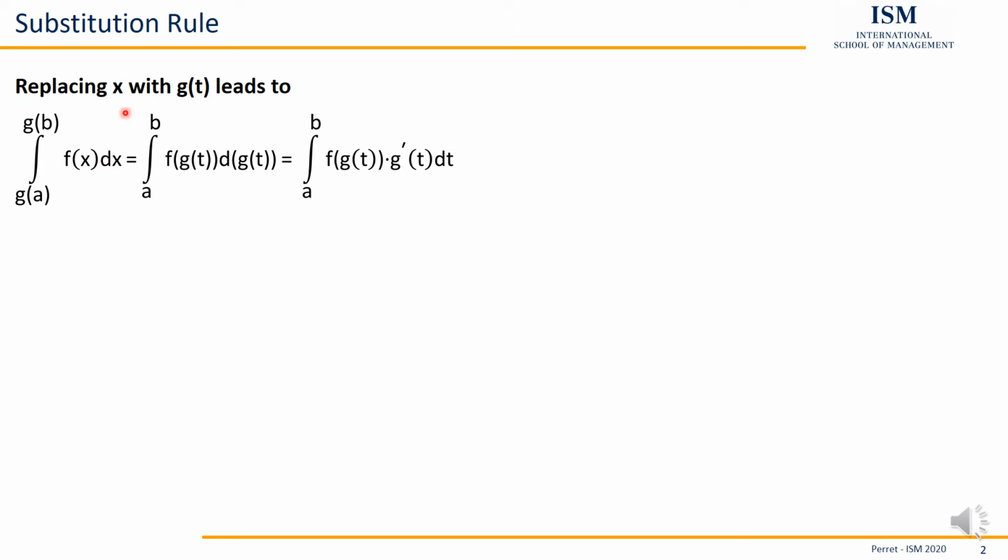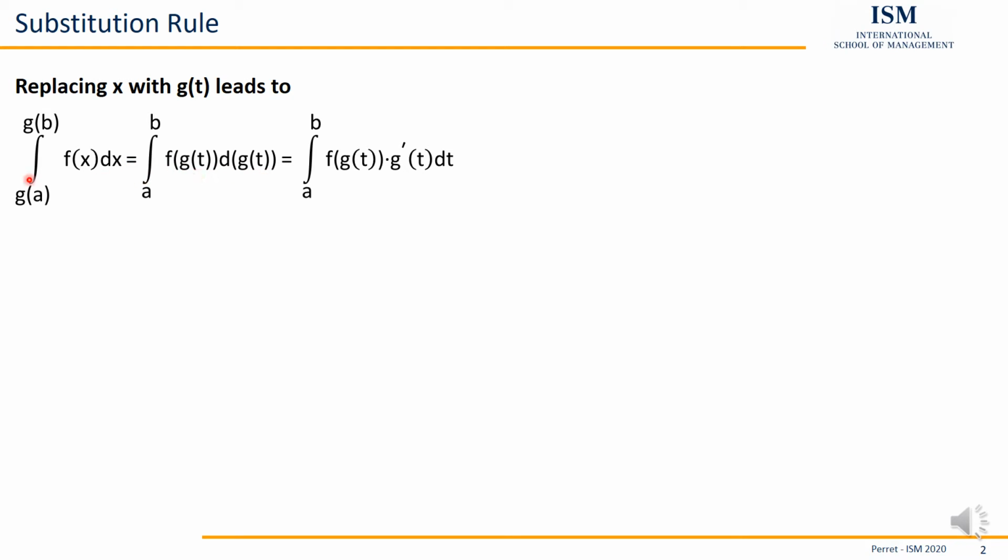And what we're doing then is basically what I put here into the headline. We're substituting x with a function g of t. If we put the g of t here for this x, we also have to put it here with the dx. So we get basically this expression here.